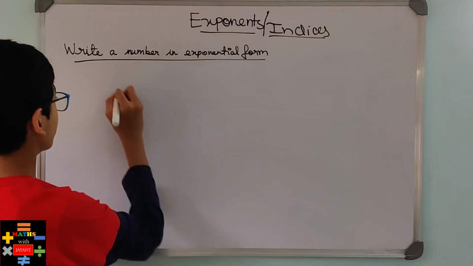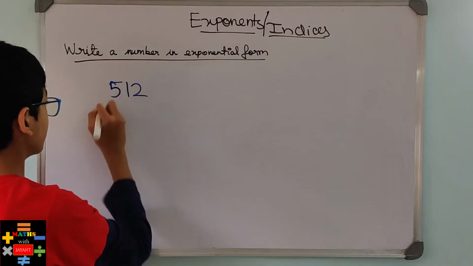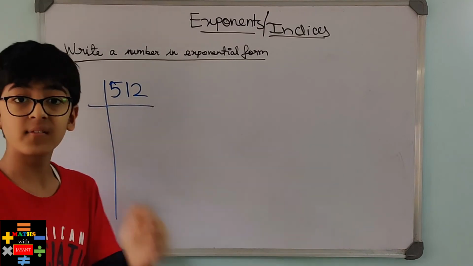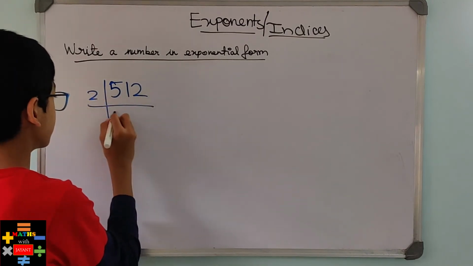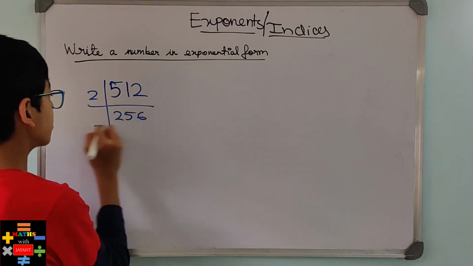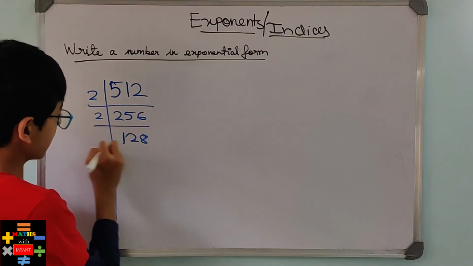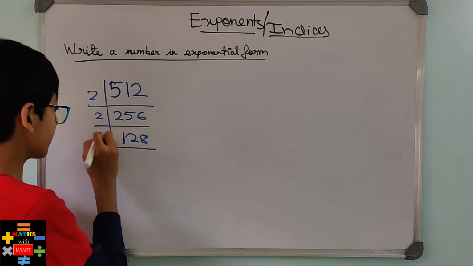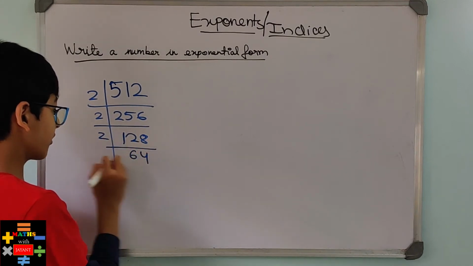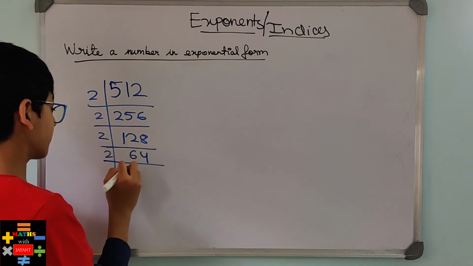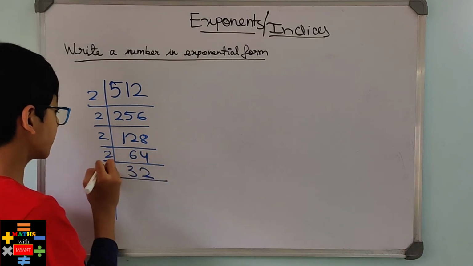Let us take 512. So 512 is divisible by 2. We will get 256. 256 is divisible by 2. We get 128. 128 is divisible by 2. We get 64. 64 is divisible by 2. We get 32.